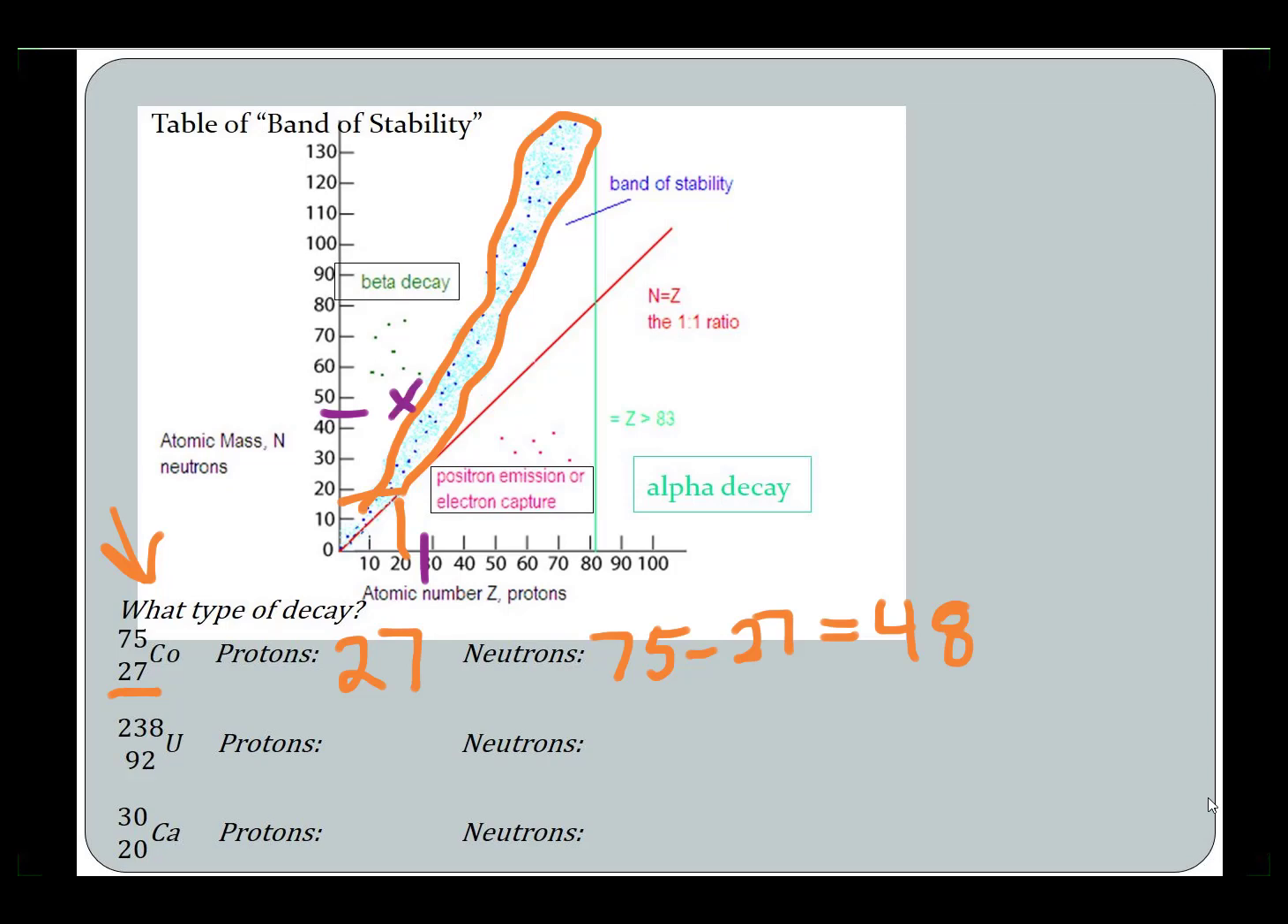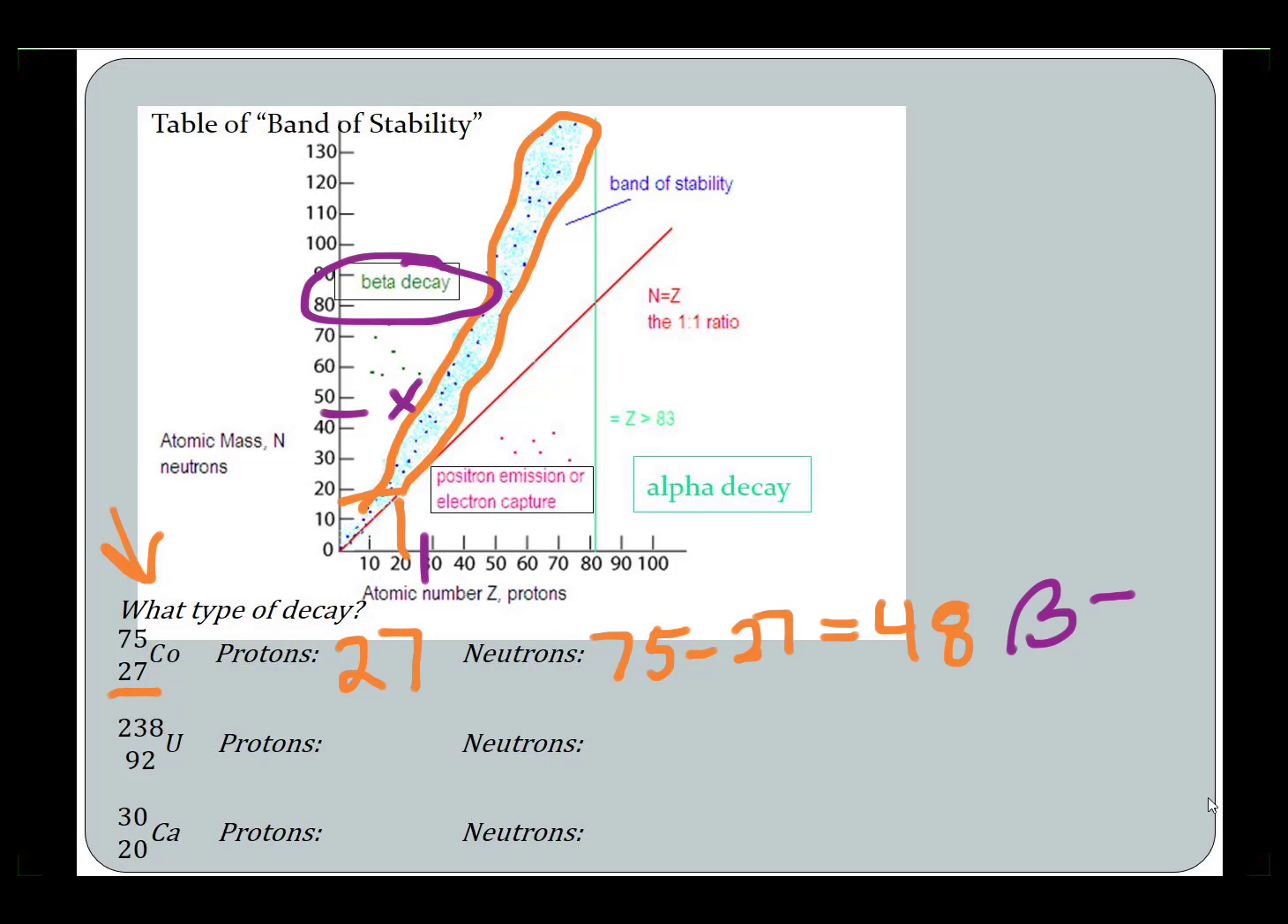So this is outside the band of stability, and this would be beta decay. If you're told beta decay without telling you if it's minus or plus, then assume it's always minus. So this is a beta minus decay. Let's do the next one.